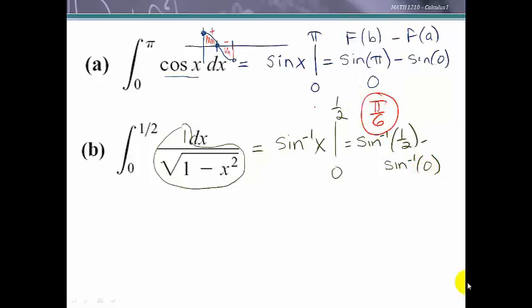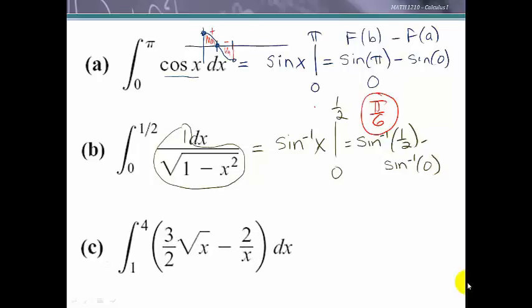And let's look at one more example. We've got the integral from 1 to 4 of the quantity 3/2 square root of x minus 2 over x dx. So what we want to do is figure out an antiderivative. I'm going to put it up here a little higher and small so we can fit this in. And so I'm going to think of this as 3/2 x to the 1/2.